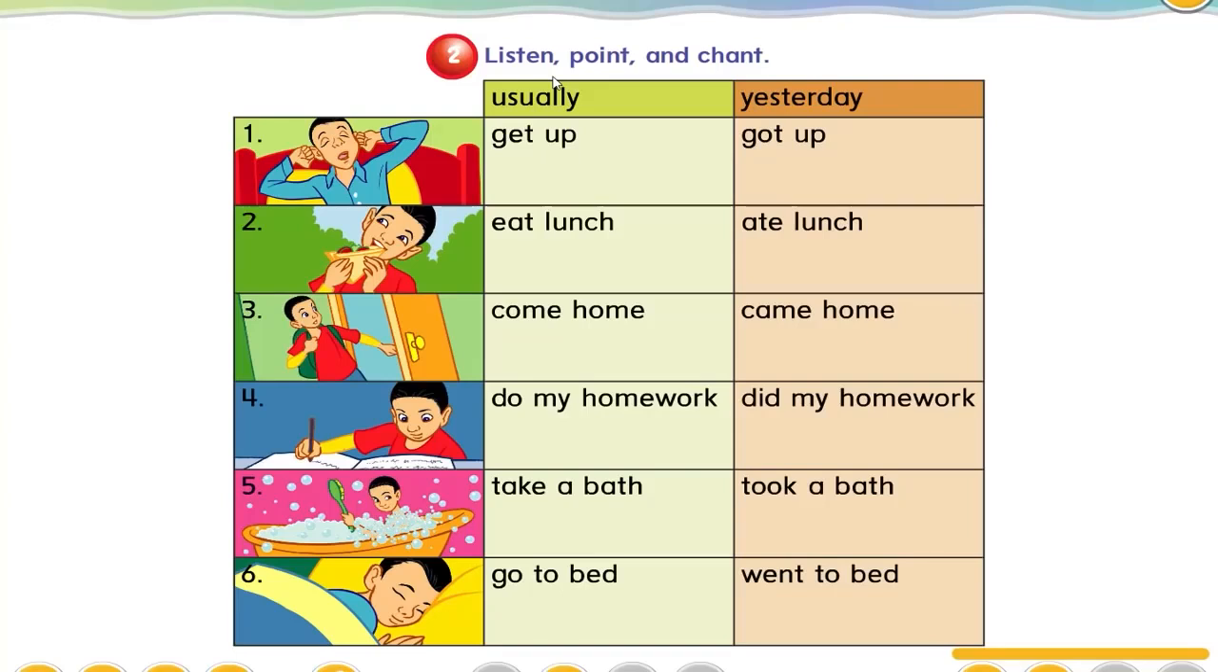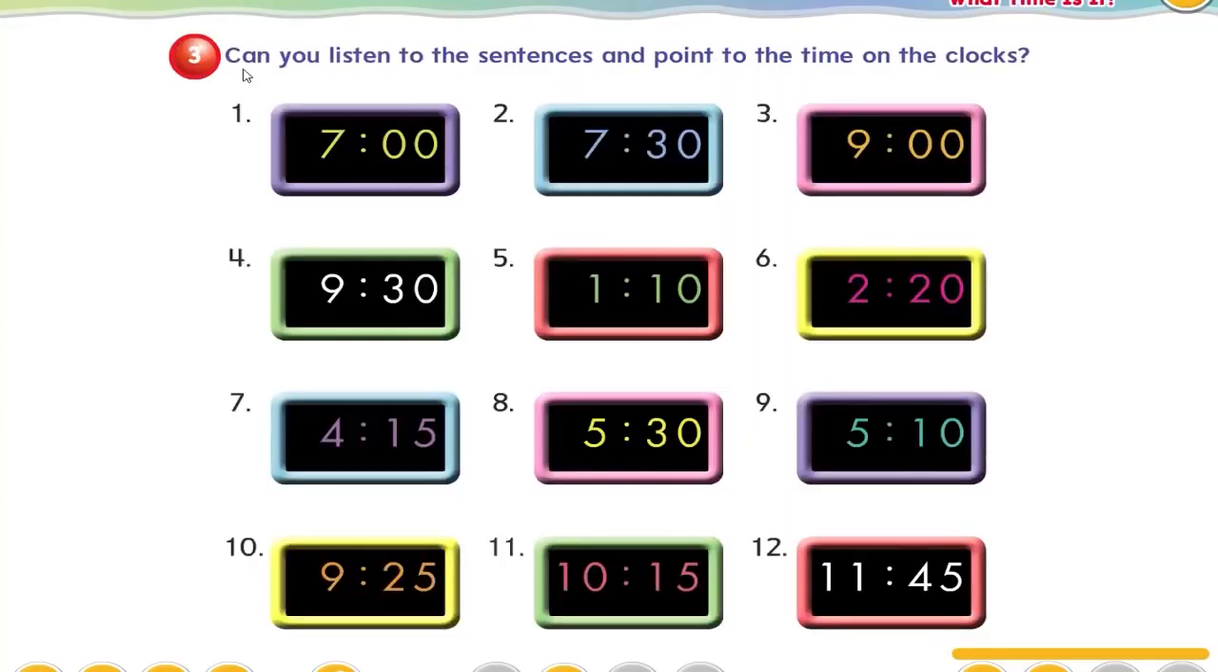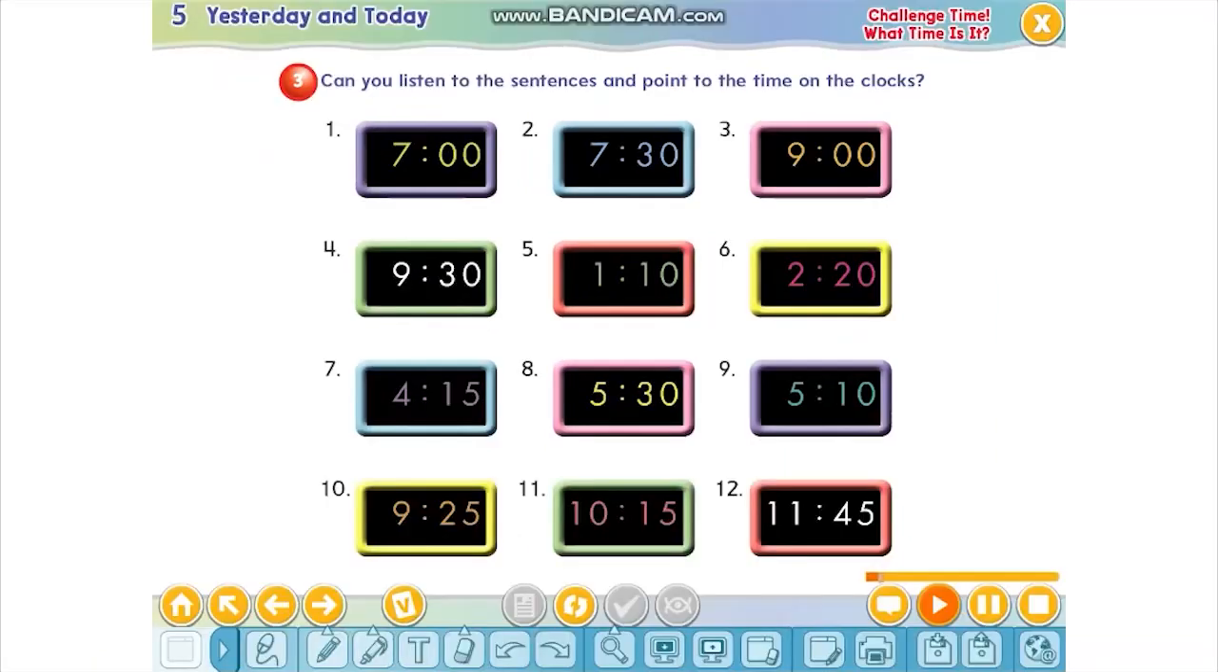3. Can you listen to the sentences and point to the time on the clocks? Are you ready? Okay, let's start. 1. It's 7 o'clock. 2. It's 7:30. 3. It's 9 o'clock. 4. It's 9:30. 5. It's 1:10.